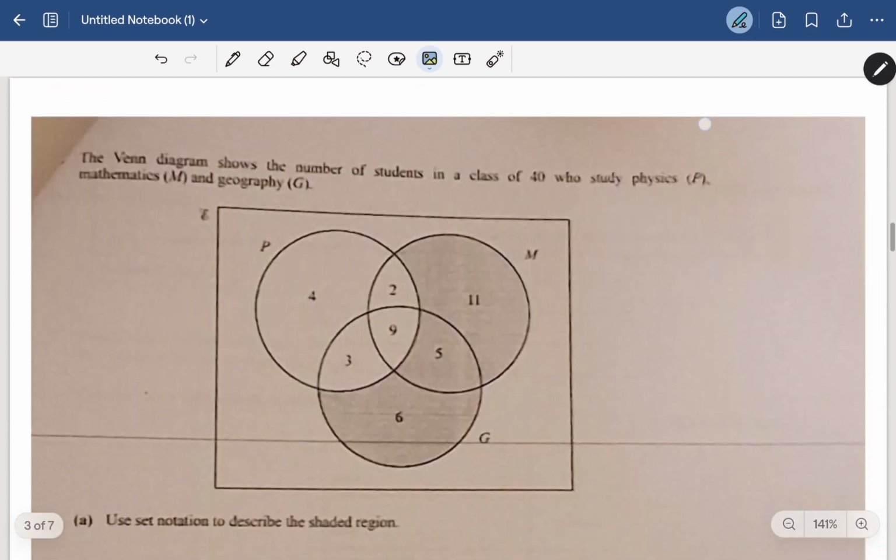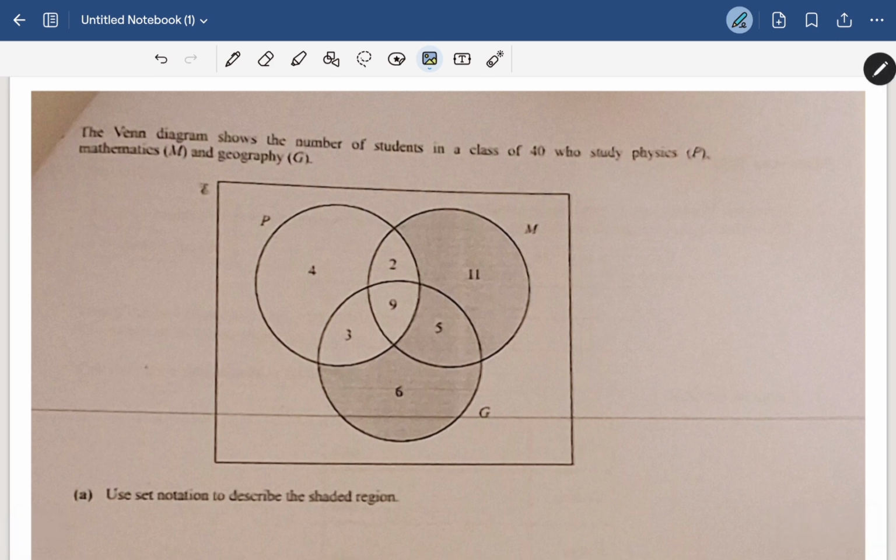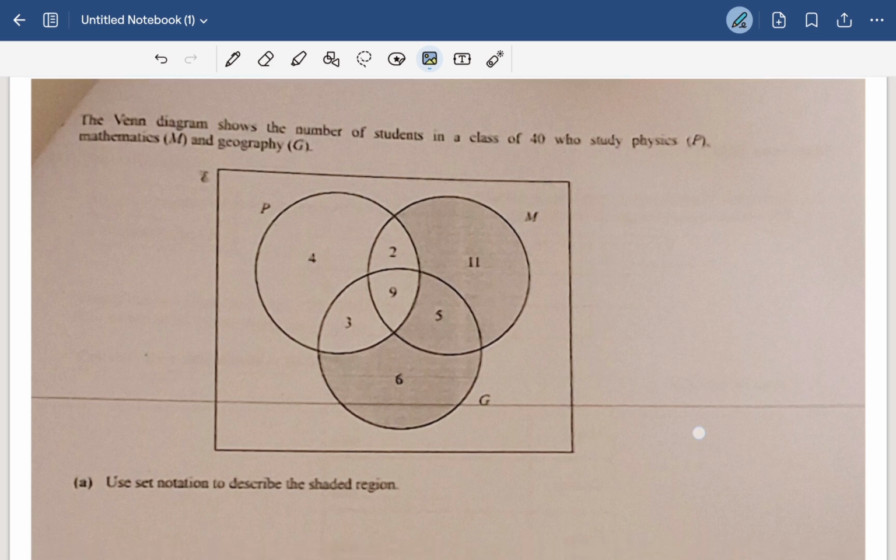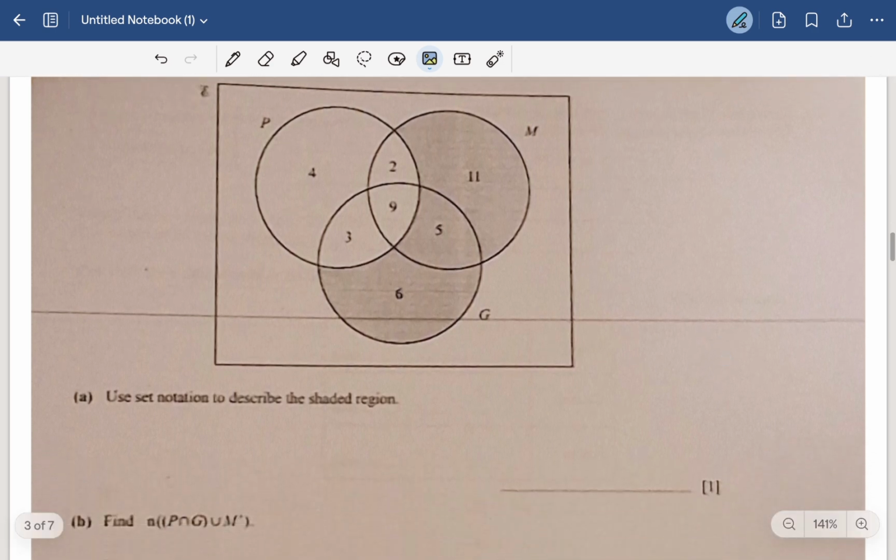Now we move on to this over here. The Venn diagram shows the number of students in a class of 40 who study physics, math, and geography. We need to use set notation to describe the shaded region. This is a very, very nice question. Okay, pay attention. Looking at the shaded region, you will see that they have M and they have G. But they only removed what? They only removed the intersection of M, G, and the complement of P.